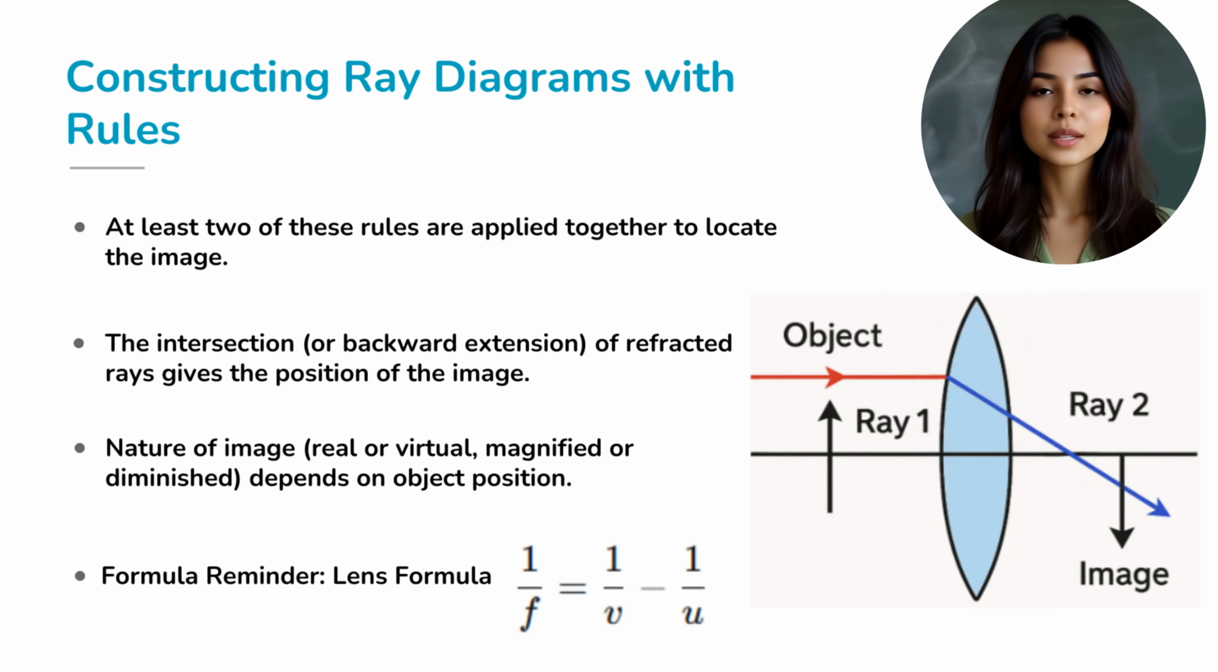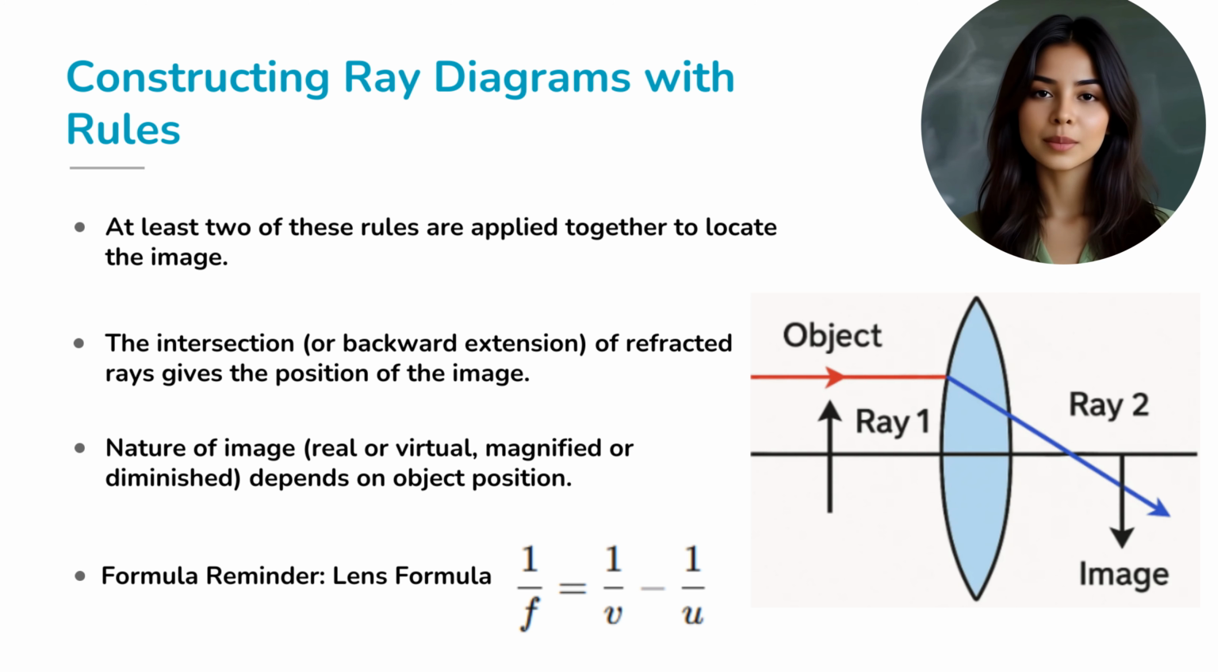Okay students, now that we know our 3 principal rays, let's put them to work. To locate the image of an object, you don't need to draw all possible rays. That would take forever. Instead, just apply any 2 of the rules we've learned. The point where those refracted rays meet, or where their backward extensions meet, gives you the exact position of the image.